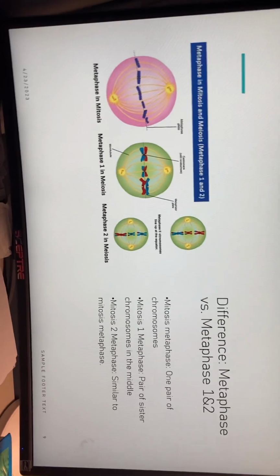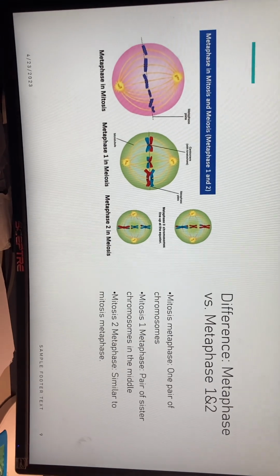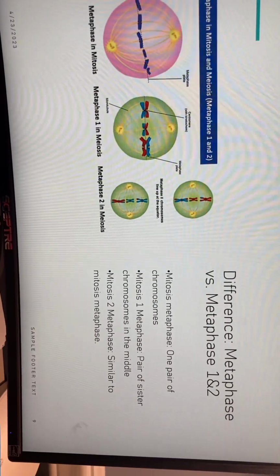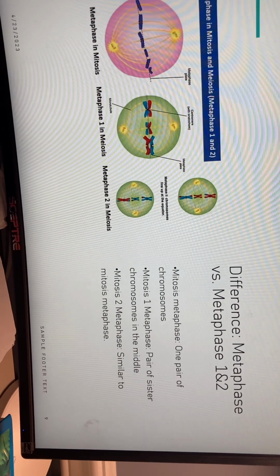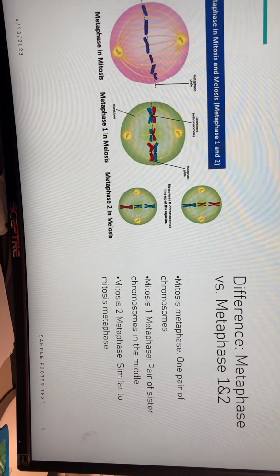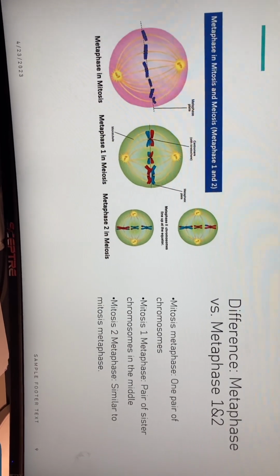Another difference is in metaphase, the M in PMAT. In mitosis metaphase, there's one pair of chromosomes in the middle. In meiosis 1 metaphase, there are two pairs of sister chromosomes in the middle. And then meiosis 2 metaphase is similar to the mitosis metaphase.